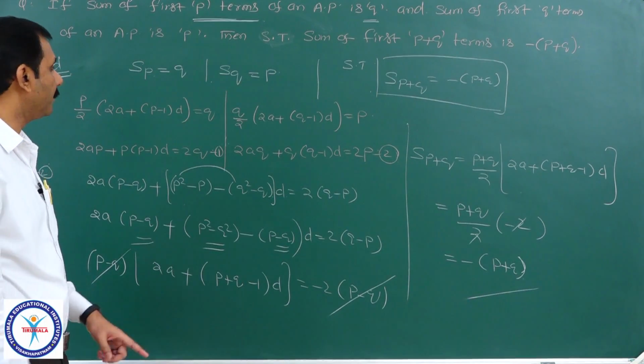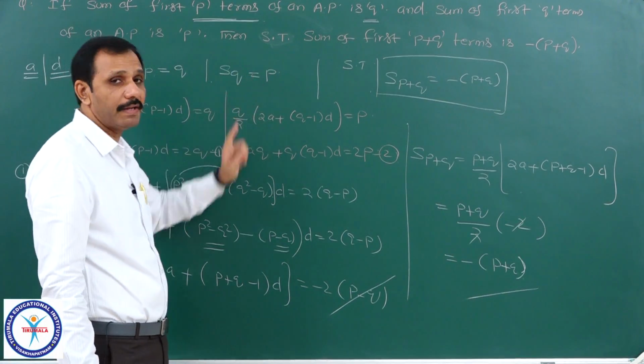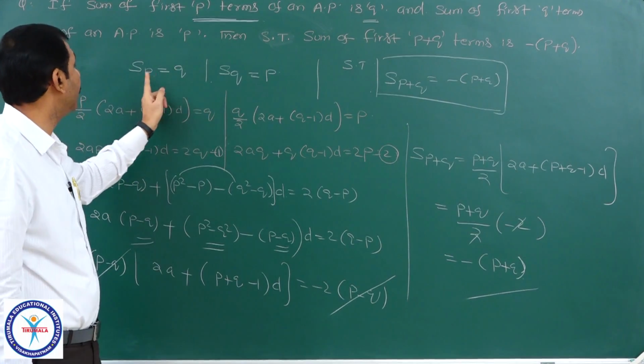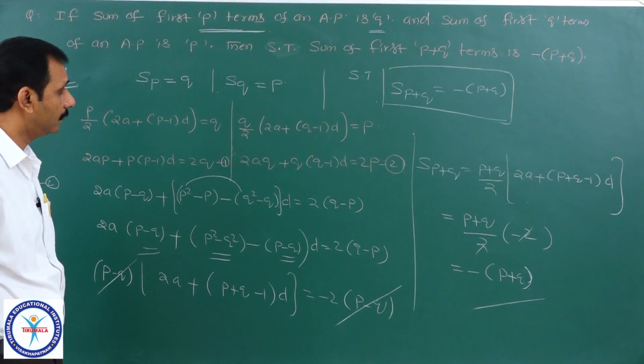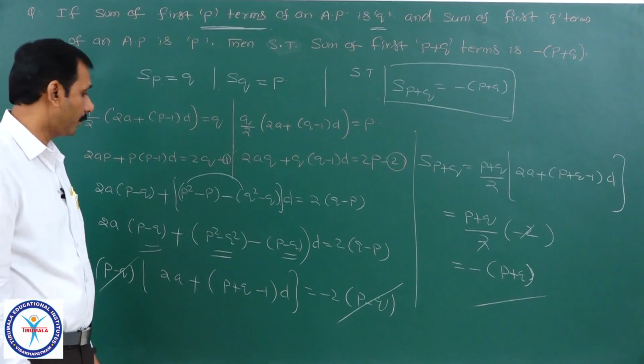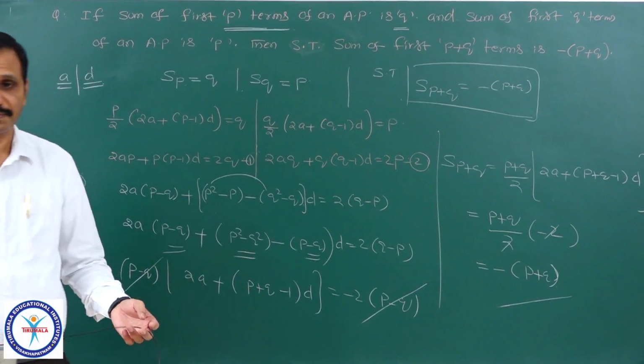Like the previous problems, where the nth term was given, here the sum of p terms and the sum of q terms are given. It is a similar model problem. Hope you understood this one. We will move to the next problem.